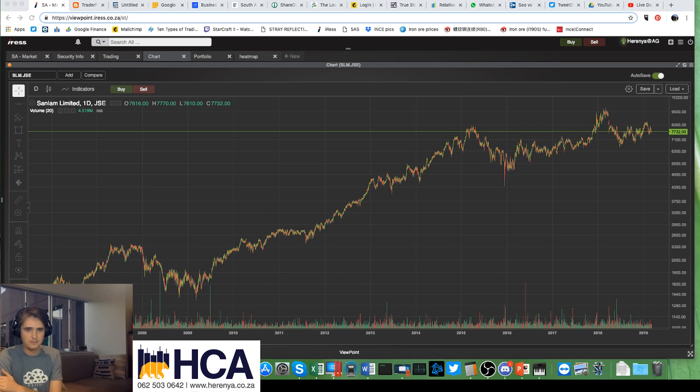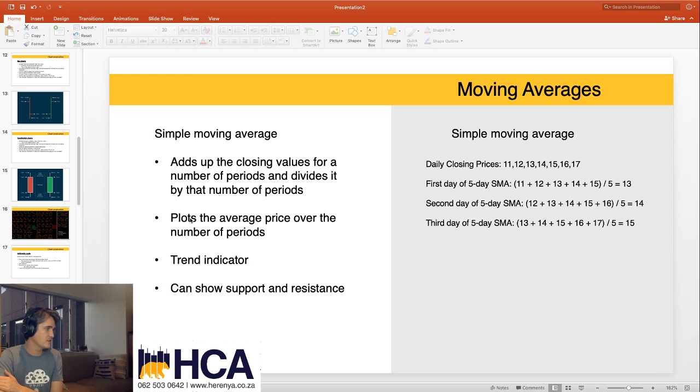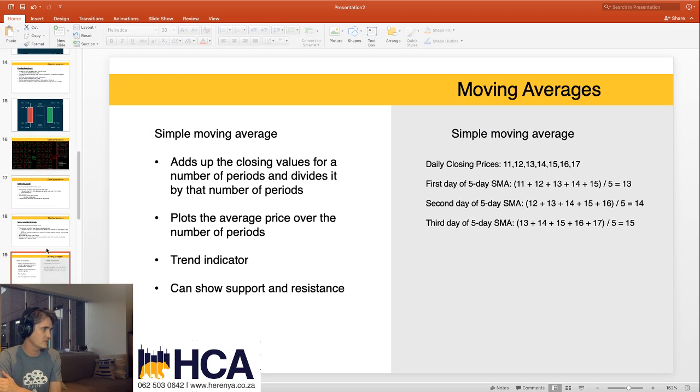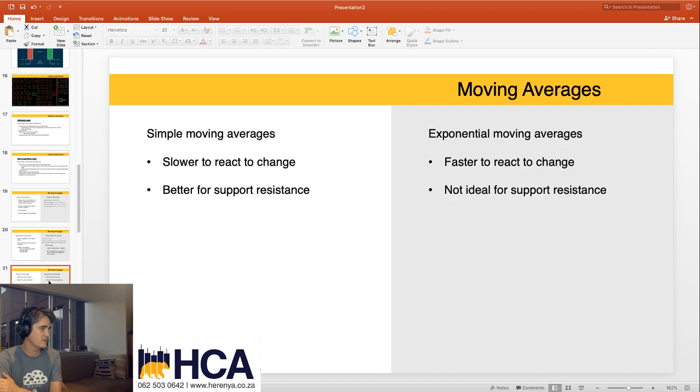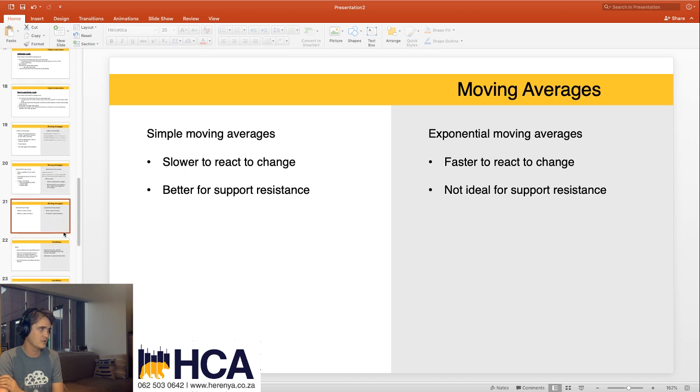Okay, then moving on. We looked at moving averages and how to calculate them, the differences between simple and exponential moving averages. We did some maths there, it was lots of fun. The same with exponential moving averages, and we came to a couple of conclusions. One, simple moving averages are slower to react to change, but are better to identify areas of support and resistance. Two, exponential moving averages are faster to react but are not ideal for identifying support and resistance. So both had their pros and cons.